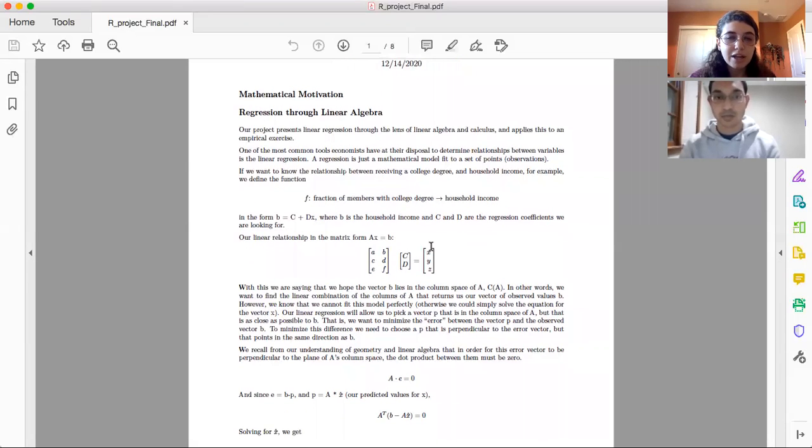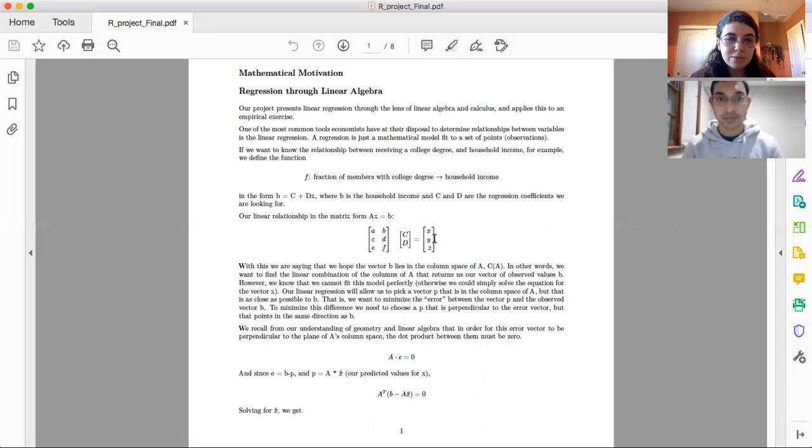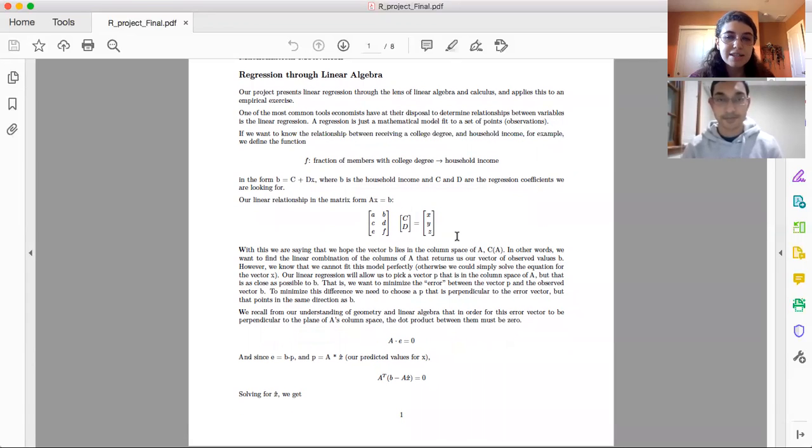We can do that by representing this as a matrix. So we will define the matrix Ax = b, and what we're trying to solve for here is this vector of x, y, and z. But of course, we know that these values cannot be fitted perfectly. Otherwise, we could just solve for these values. So what we're trying to do is find a vector p which lies in the column space of A, which basically means that we're trying to find a model that minimizes the error between the vector p and the observed vector b.